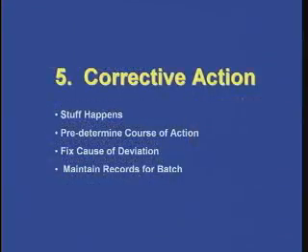Corrective action, principle number 5. Things do not always go as planned, and predetermined courses of action should be in place prior to these things happening. The cause of deviation should be fixed, and records should be maintained for an effective batch. As an example, temperature control is used on a hot buffet line in the galley.